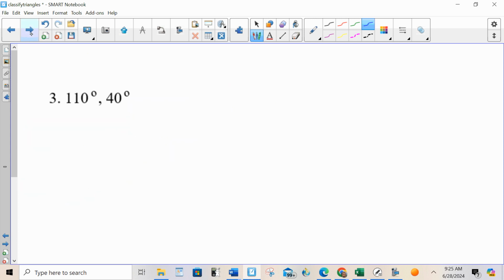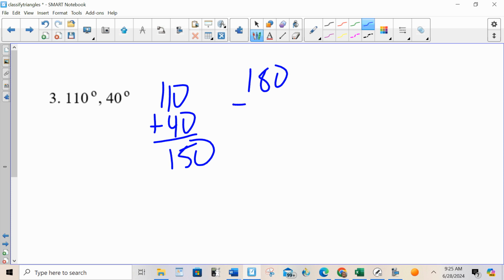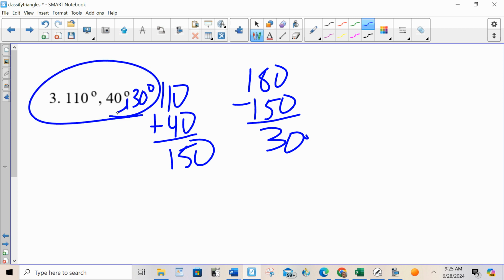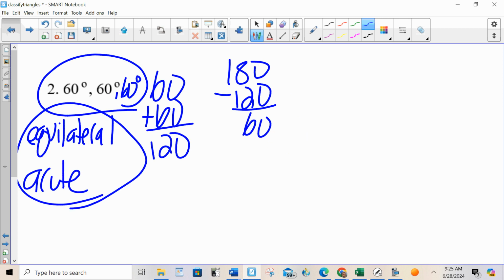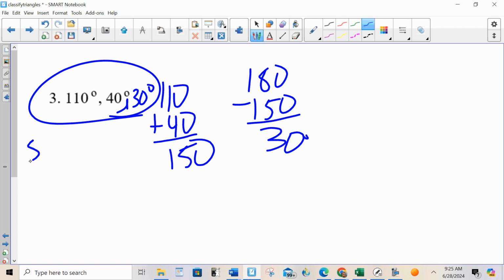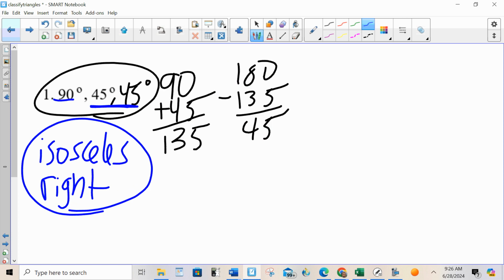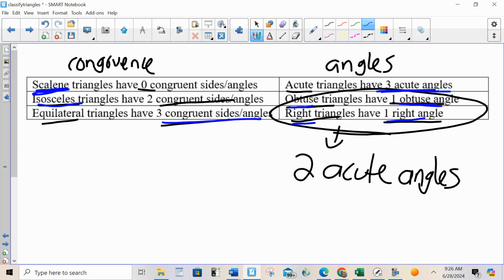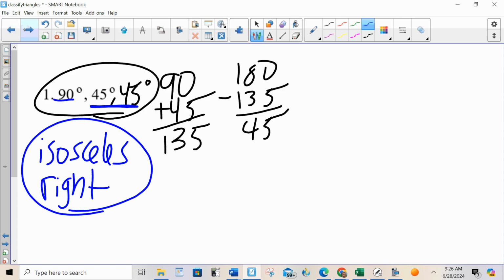And let's just go through one more. I have 2 angles of a triangle, so to find the third, I add them up, and I subtract from 180. That gives me a third angle of 30. Now that I have my 3 angles, they're all different. That makes it scalene. And since there's one angle that's more than 90, it has one obtuse angle, it makes it an obtuse triangle.